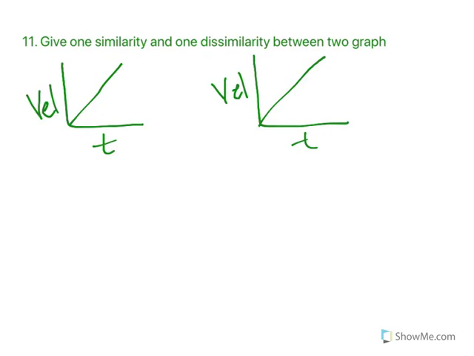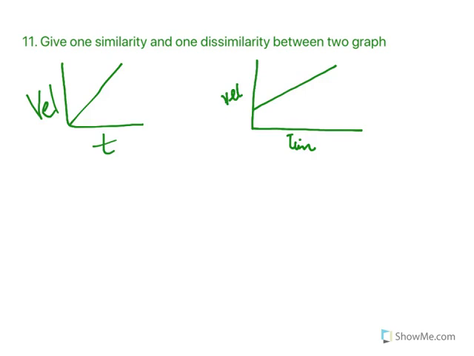Here, give one similarity and one dissimilarity between these two. If you look at them here, in both the cases the velocity is increasing uniformly, so there is uniform acceleration, because the velocity keeps increasing in both the graphs. Uniform acceleration.